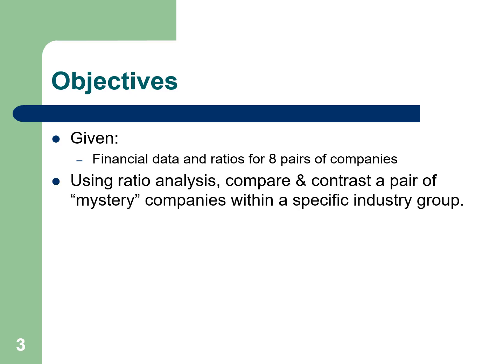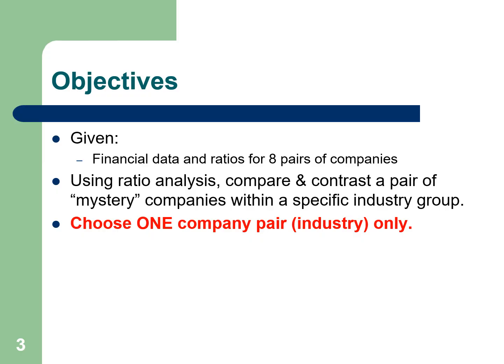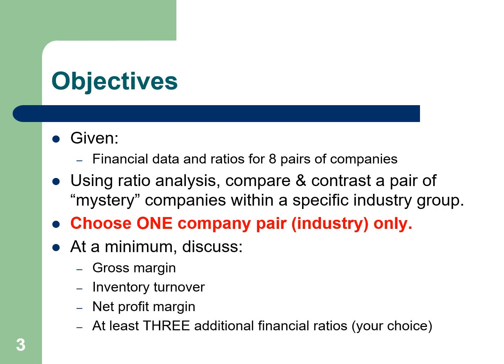Your task is to select one pair of companies and only one pair, then analyze key financial metrics. At a minimum, you must explain and calculate for each company in your selected pair the following ratios: gross margin, inventory turnover, net profit margin, and at least 3 additional financial ratios of your choice. This will provide a comprehensive picture of each company's performance and its financial health.